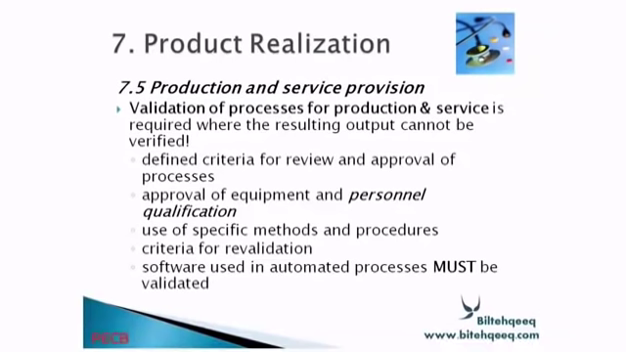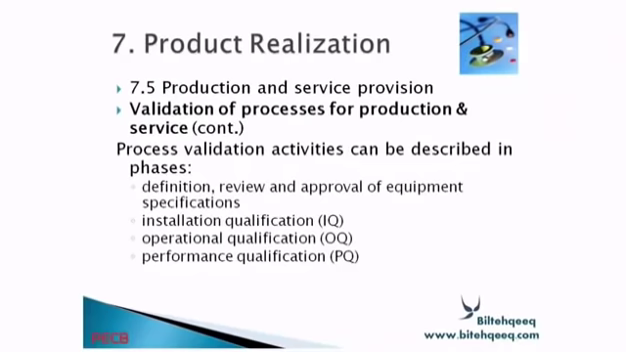We are going to discuss the validation of processes for production and service, which is required where the resulting output cannot be verified. In some processes, you are unable to verify the output during the process. So for these kinds of processes, you have to perform validation. And define criteria for review and approval of the process, approval of equipment and qualification of personnel, use of specific methods and procedures, criteria for revalidation, and software used in automated processes must be validated. So you have to define each and every criterion for such processes which are required to be validated.